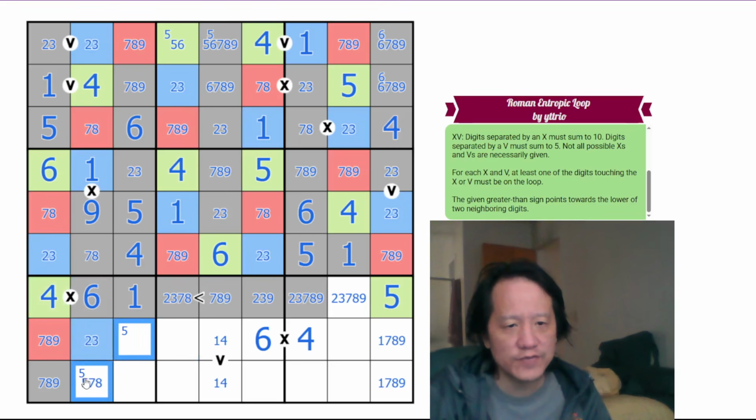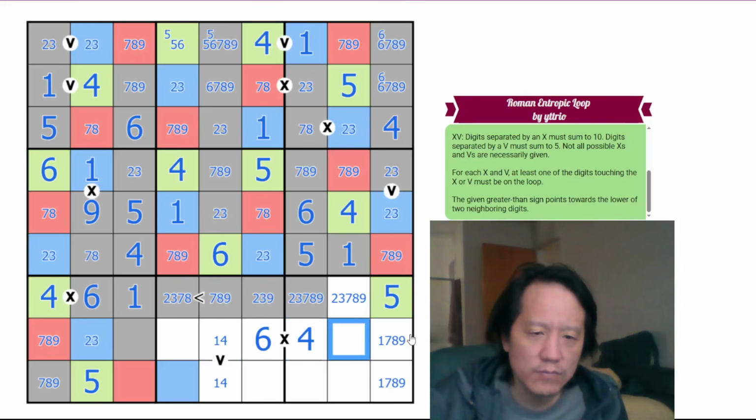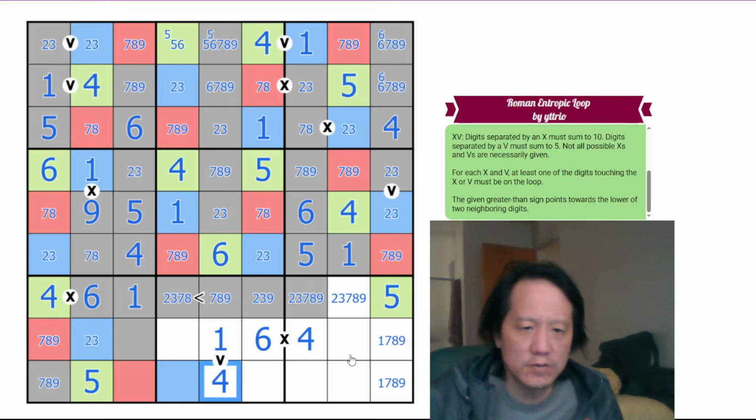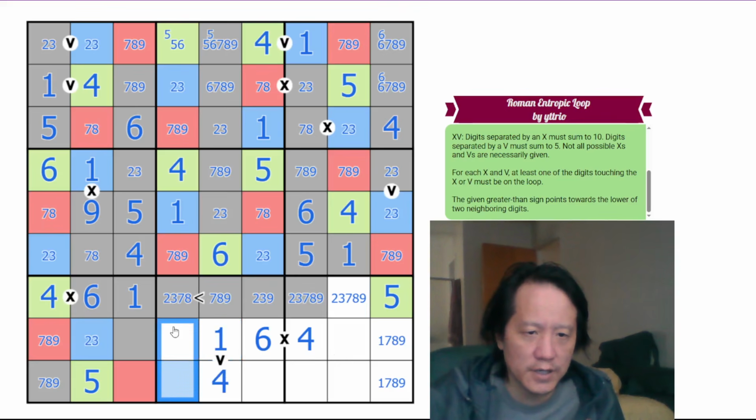We have to connect to a 5. It cannot connect to a 5 here, so it must go to here, which means this is not on the loop. This has to be a high. This must be low. So this is 5. This is 1, and this is 4. Okay, it cannot connect through that way. So it has to connect through this way, which is medium.